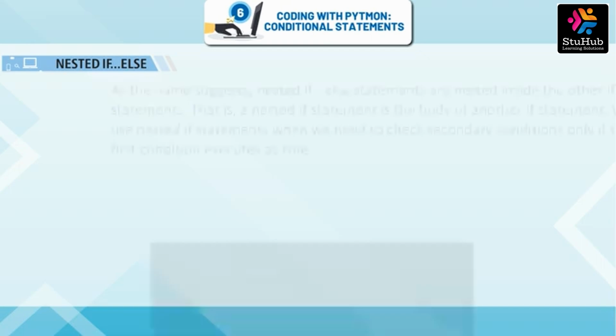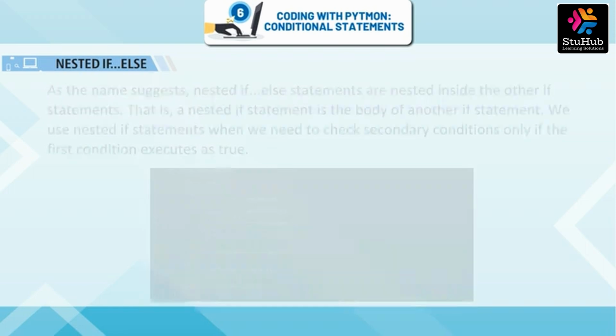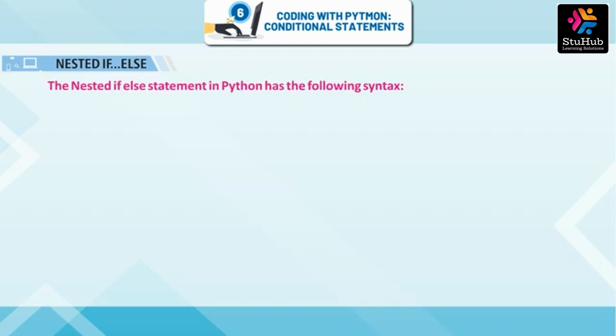Nested if-else. As the name suggests, nested if-else statements are nested inside other if statements. That is, a nested if statement is the body of another if statement. We use nested if statements when we need to check secondary conditions only if the first condition is true. The nested if-else statement in Python has the following syntax.